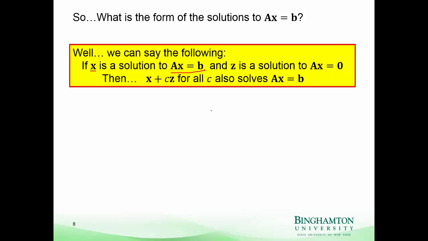Are there other solutions? Well, let's say that we know that Z is a solution to AX equals 0. So we know that Z is in the null space of A. And now watch. We can take the one solution that we know, put it there. We can take the one thing that we know is in the null space. There may be others, but we don't know yet. We just at this point know that Z is in the null space. And we multiply it by any number C.